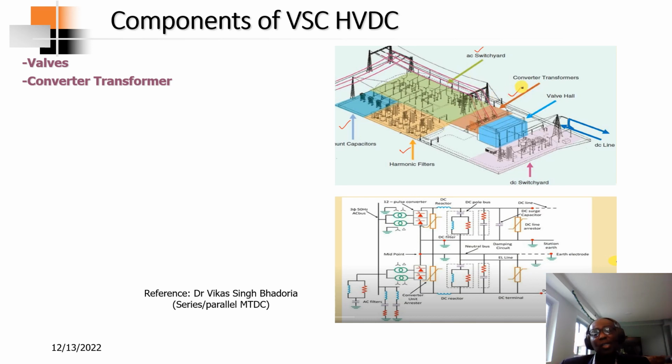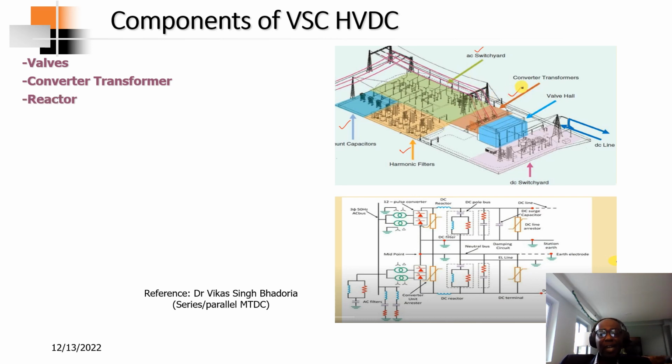Okay, so now let's talk about the components of the voltage source converters. We have valves. Remember, the valves are located here, and the valves are the converters themselves. Then we have the converter transformer, located right here. And what did I say about the converter transformer? It provides galvanic isolation between the AC and the DC side, and also it provides the required voltage that is required by this converter to produce the design rated DC voltage that is needed.